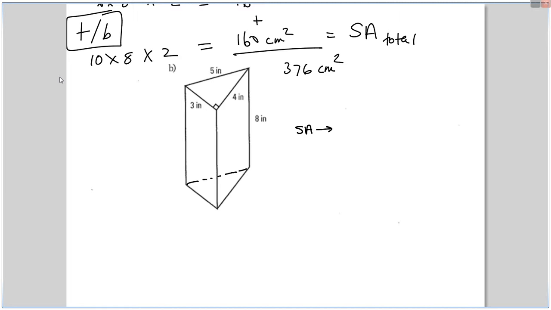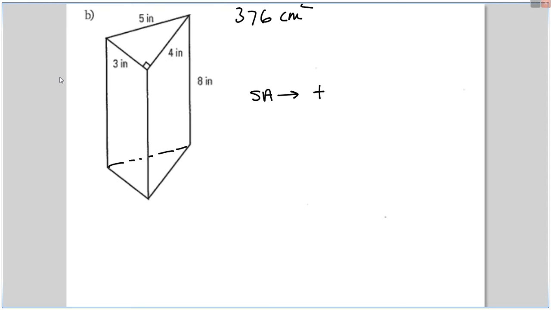what do you think we should do? The top, the bottom. Good. I'm going to put the T like that. Are the top and the bottom the same? So if we figured out the area of one of those triangles, all we would have to do is times by 2.